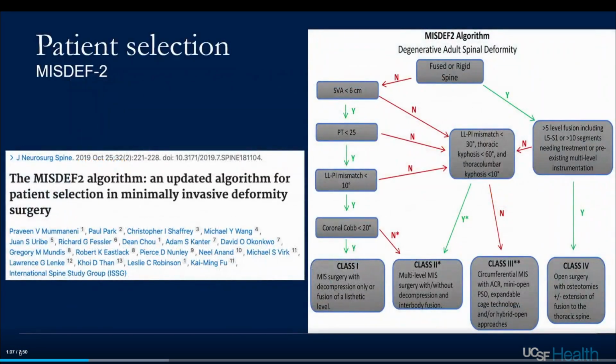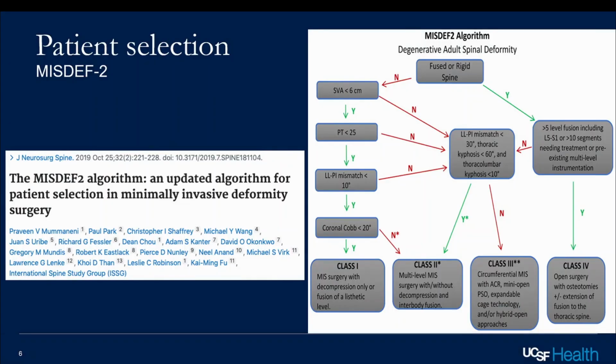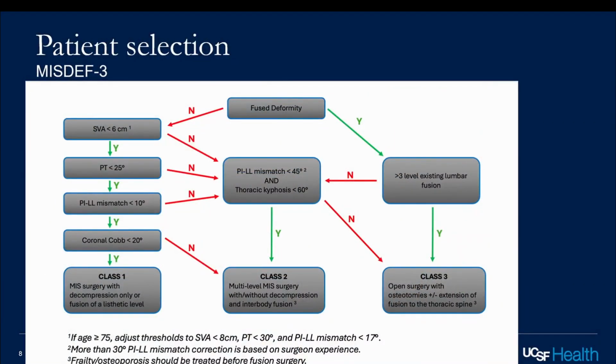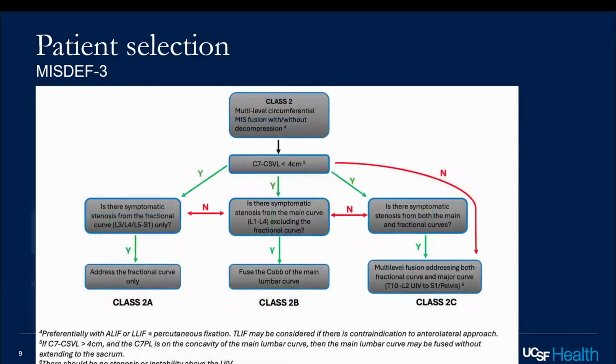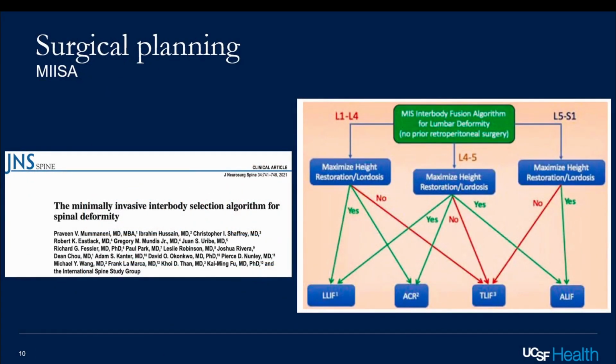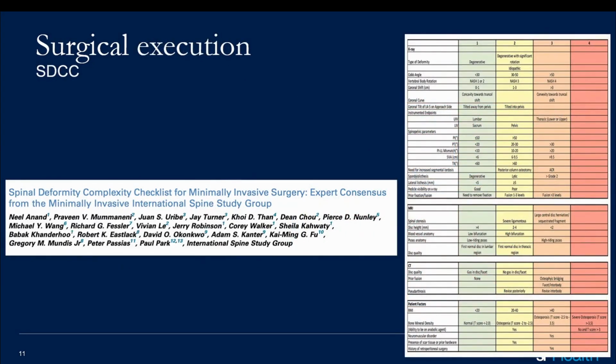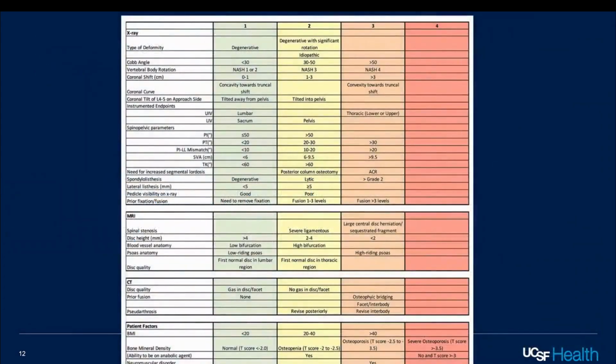The specific patient selection for a minimally invasive approach for more complex cases could be pretty involved. We put this review together to put together all the algorithms that the ISSG group in the MIS arm have put together with MISF2, use of ACR, which in the new MISF algorithm is replaced by the concept of fractional curve. For surgical planning, where you put the interbody at L5-S1, you basically want to do ALIF. At L4-5, you want to do lateral. And if vascular anatomy or psoas anatomy is not favorable, do a TLIF. And Dr. Anand will probably talk about the surgical checklist of complexity of deformity that we've taken on.